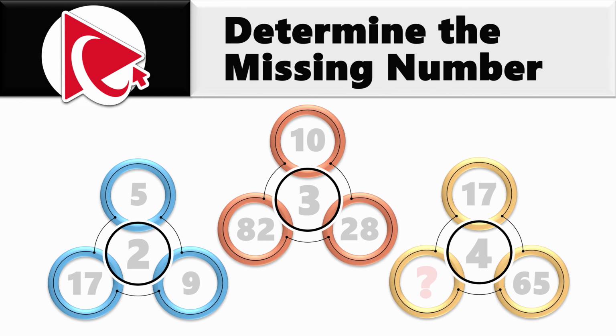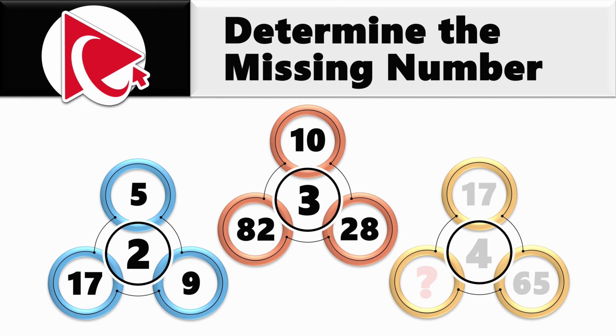The shapes have numbers inside. The first shape has numbers 5, 9, 17, and then there is 2 in the middle. The second shape has numbers 10, 28, 82, and then 3 in the middle. And the third shape has number 4 in the middle, number 17 on the top, number 65 on the right, and on the left there is a missing number which you need to calculate and select out of 4 possible choices.